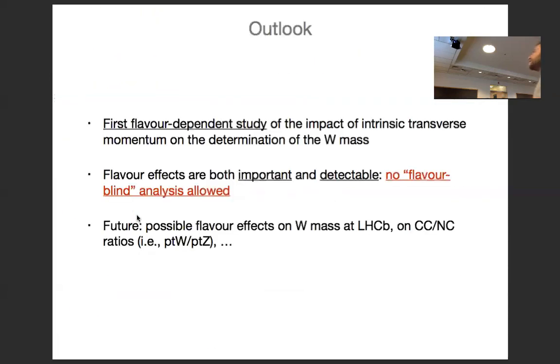And of course, we are planning to investigate also charged current and neutral current ratios. For instance, PTW over PTZ. This is a very important observable because PTW over PTZ is used by the experimental collaborations to tune the real measurement of PTW. And so predicting PTW over PTZ with high accuracy is essential for the W mass measurement.